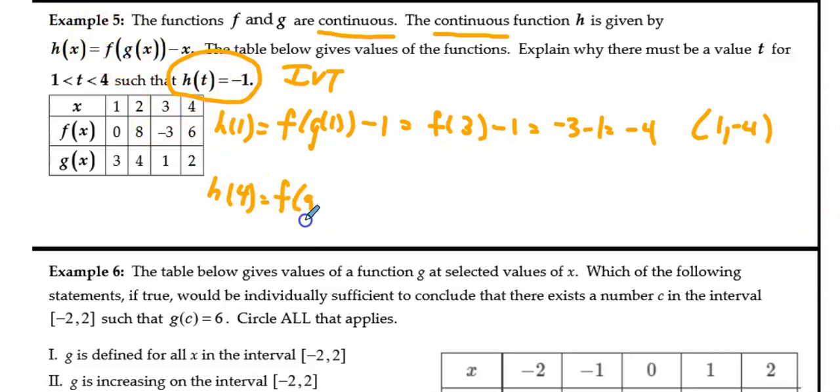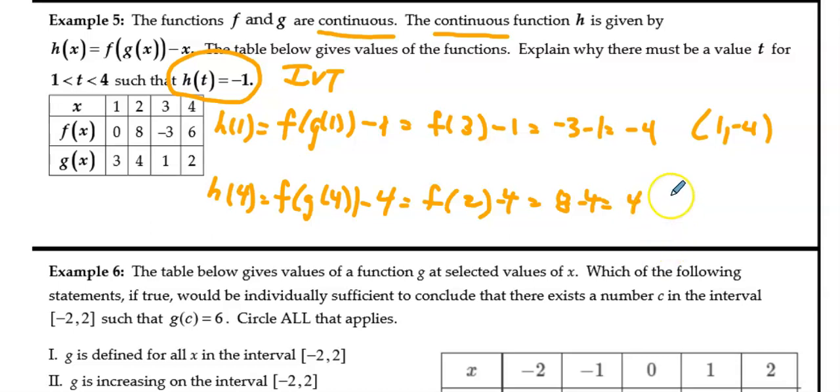So we're going to do f of g of 4. Be careful here, minus 4, right? So students just kind of get a little sloppy with this and they think, oh, it's just minus 1 because they look up here. No, it's minus x, so it's minus 4. So just be careful with that. So we're going to get f of g of 4, where g of 4 is 2, right? And then f of 2 is 8. And so, look what I just did. 8 minus 4, so we're going to get 4. Right, we're going to get 4. So this is going to be (4, 4).